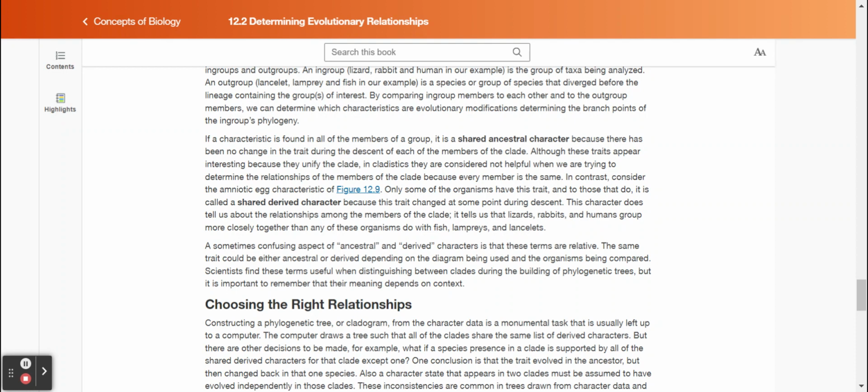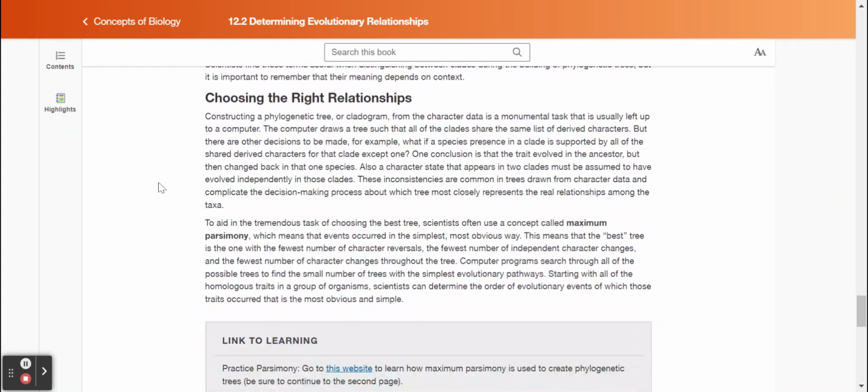A sometimes confusing aspect of ancestral and derived characters is that these terms are relative. The same trait could be either ancestral or derived, depending on the diagram being used and the organisms being compared. Scientists find these terms useful when distinguishing between clades during the building of phylogenetic trees, but it is important to remember that their meaning depends on context.